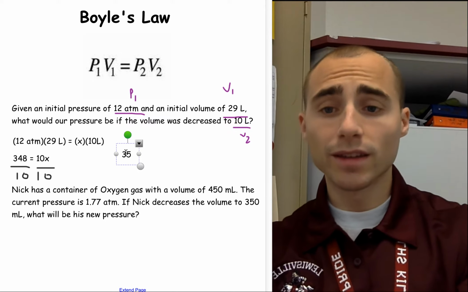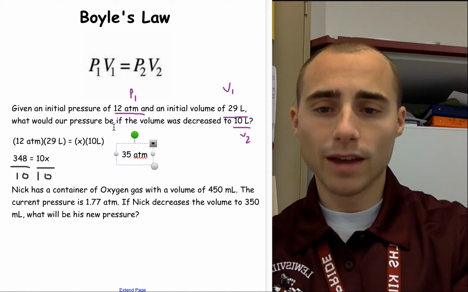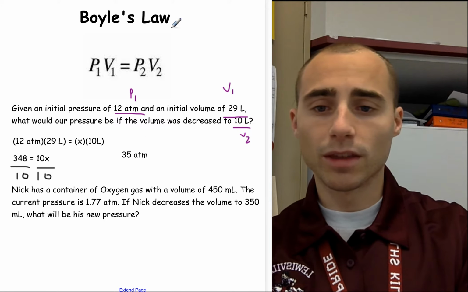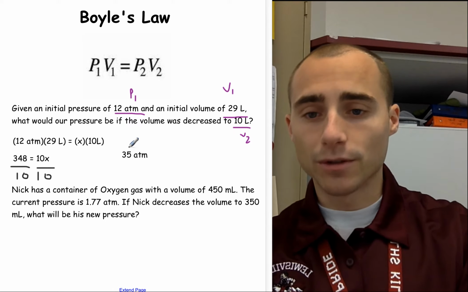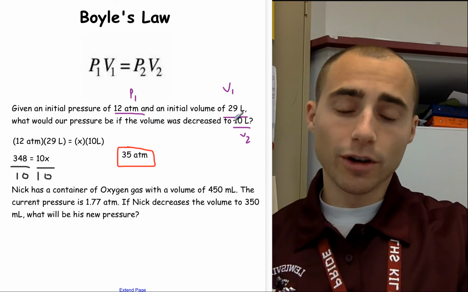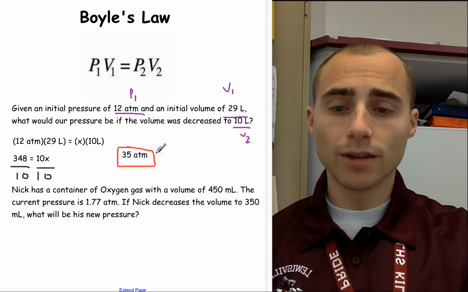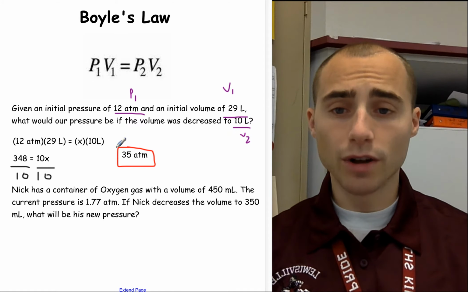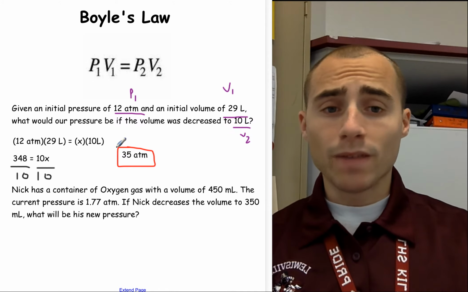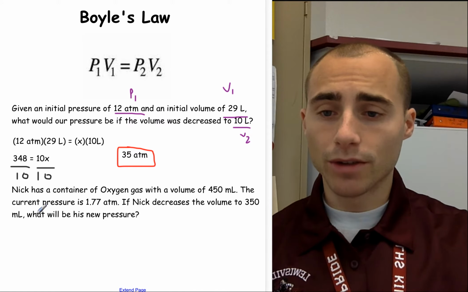And we are solving, remember, for pressure, so we're measuring this in atm. So our new pressure is going to be 35 atmospheres. Now, at the beginning, we said if the volume is decreasing, that must mean the pressure is going to end up bigger than 12. And it did. It increased to 35 atmospheres because as you shrunk that volume, the pressure is going to increase because it is an indirect relationship.